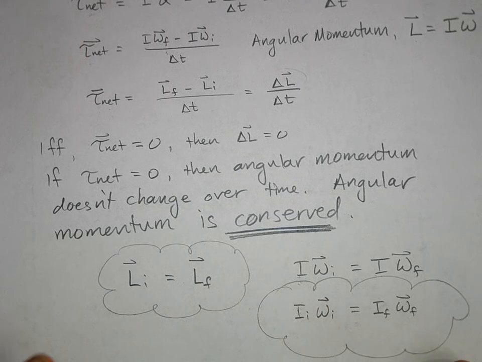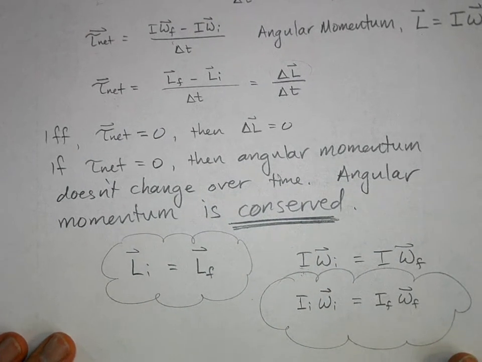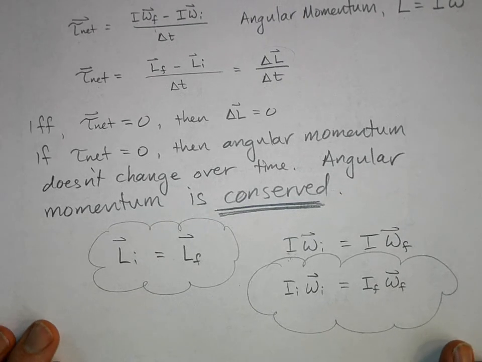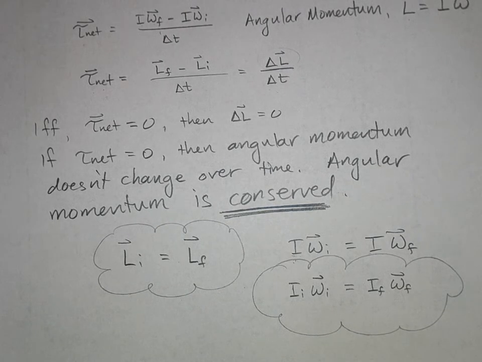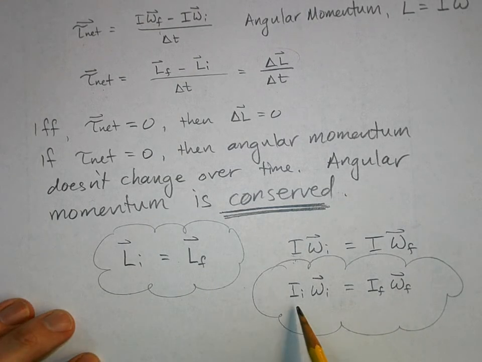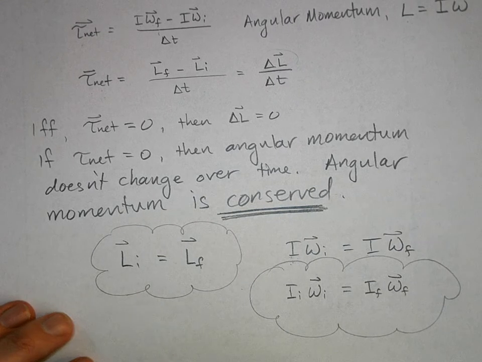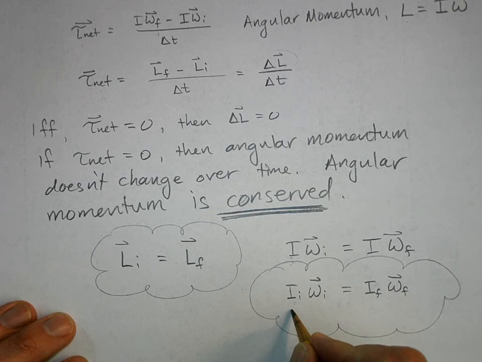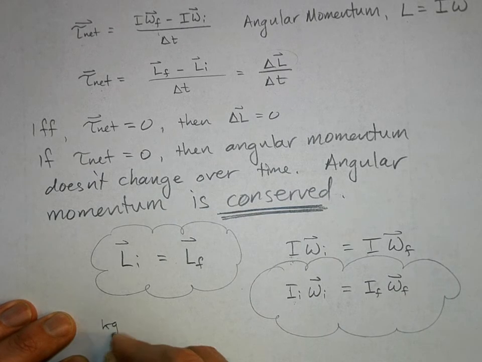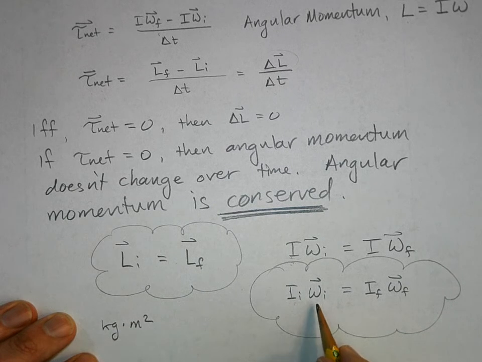So I think this kind of concludes the lecture part of it in terms of the concepts and the materials. Oh, let's take a quick look at units though. What are the units for angular momentum? Well, what are the units for rotational inertia? Kilogram meter squared. And what are the units for angular velocity? Radians per second. Yep.